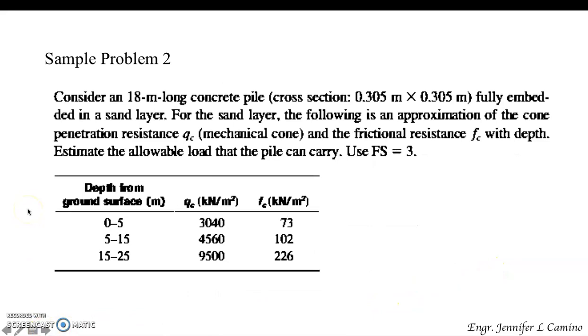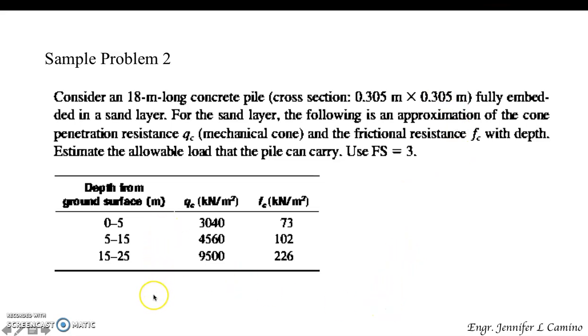So we have a sample problem number 2. Consider an 18-meter long concrete pile with a cross-section of 0.305 meters by 0.305 meters, fully embedded in a sand layer. For the sand layer, the following is an approximation of the cone penetration resistance Q sub C for mechanical cone and the frictional resistance F sub C with depth. Estimate the allowable load that the pile can carry. Use F sub S equal to 3.